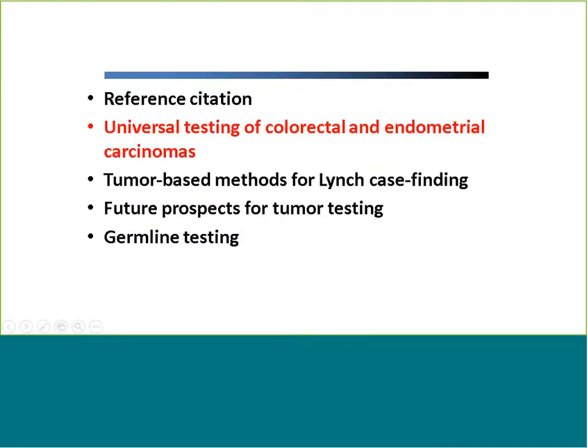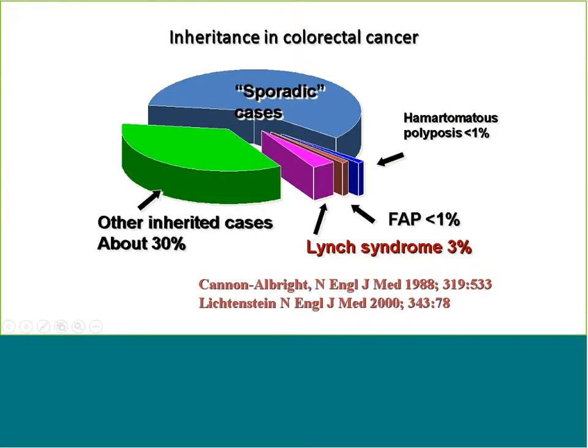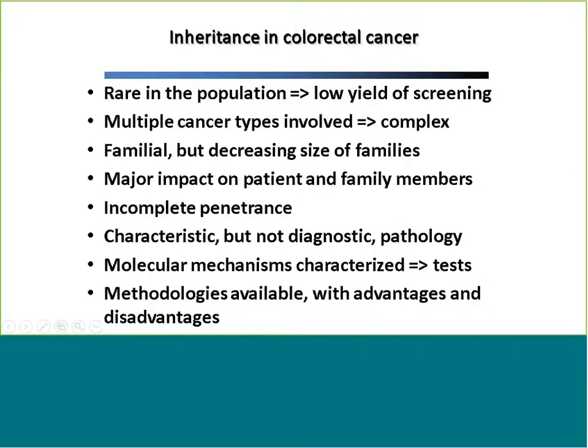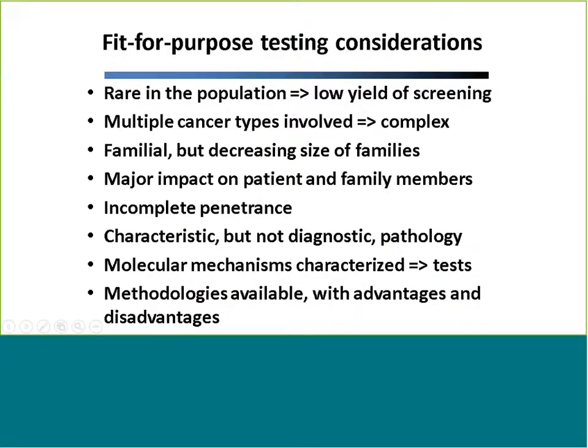So universal testing of colorectal and endometrial carcinomas, we've heard a lot about this already. You've already seen this slide with the 3% number on it, but the reason for showing it here is that it's a little different than what you heard about this morning. This directly affects tests that are going to be used to try to determine the presence of this or any other disease, that the frequency in a population has major influence on the sensitivity, specificity, and predictive values that occur with laboratory tests. And so because this is a rare tumor in the population, even at 3%, there's expectation that there's going to be a low yield of screening.